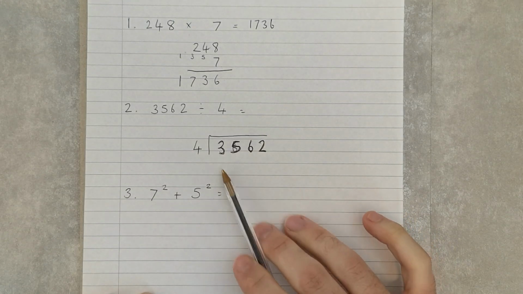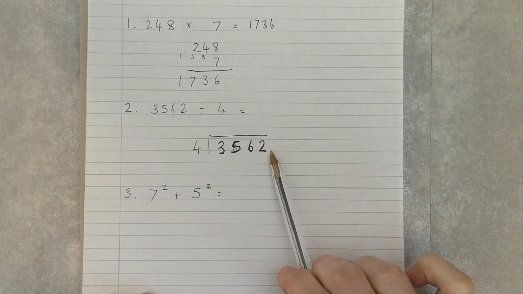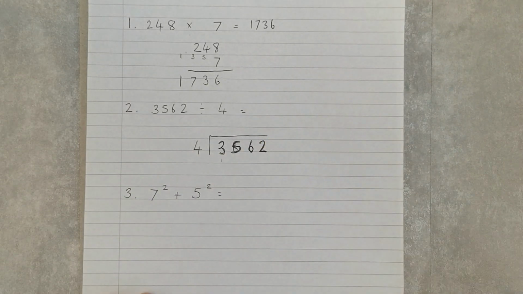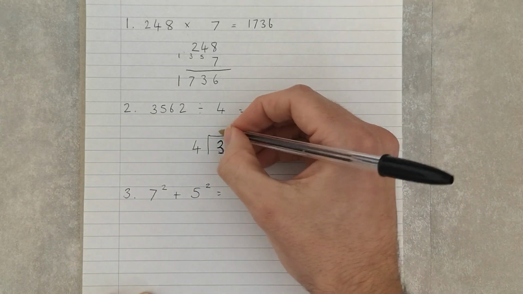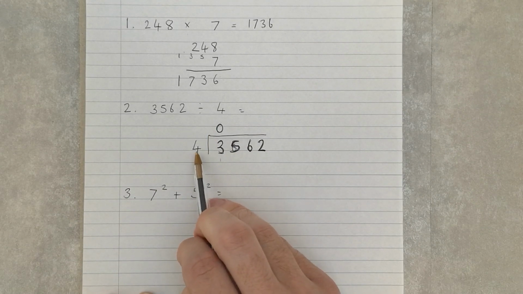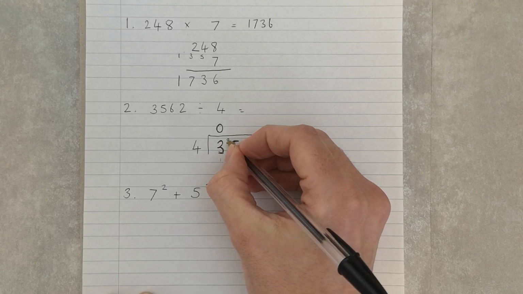So this is where it comes down to finding out how many 4s go into each of these. So how many 4s go into 3? Or we know that the place value of that is 3,000. So how many 4s go into 3,000? None. Okay, so what we've got to do is put 0 on top. So we've got to remember that 0. How many 4s go into 3? 0. But that 3 has to now move over.